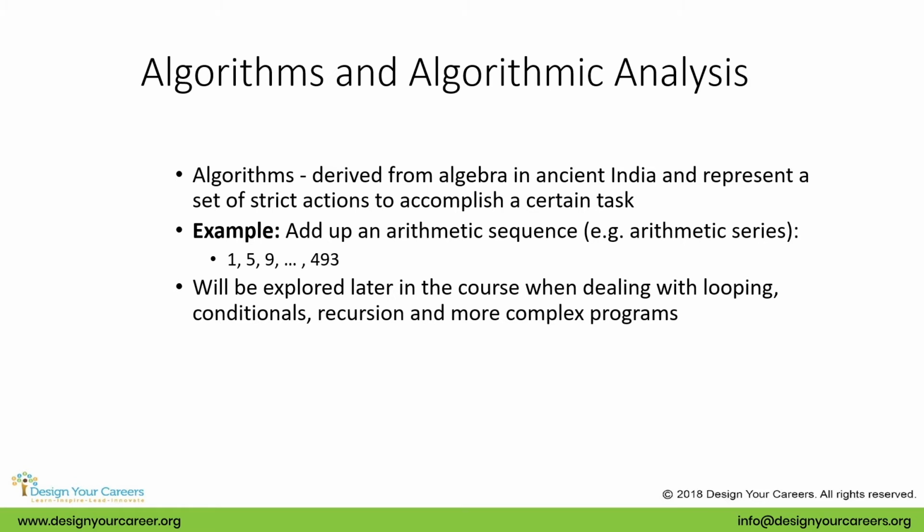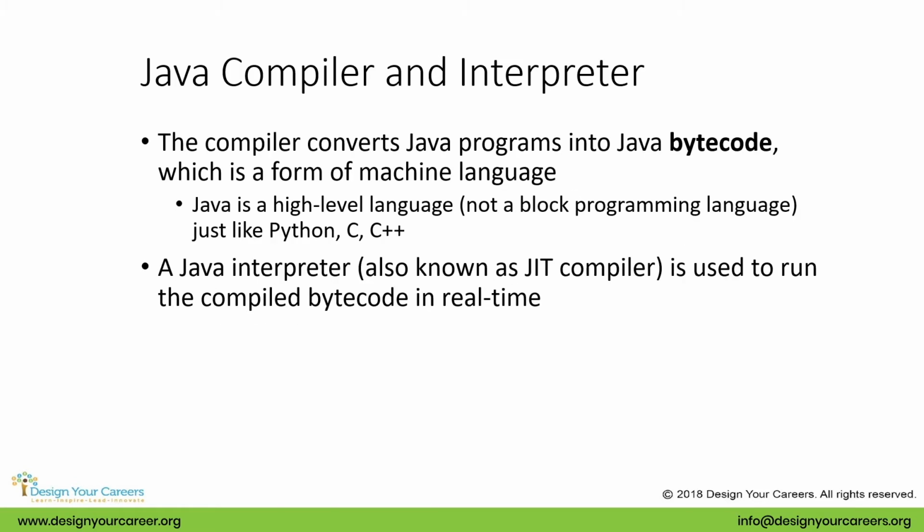But for now, let's talk about what really makes Java run, how we can use Java to make the best of this programming language. And so Java is a high-level programming language, which means that it's one of the more advanced programming languages compared to machine language or block-structured programming languages.